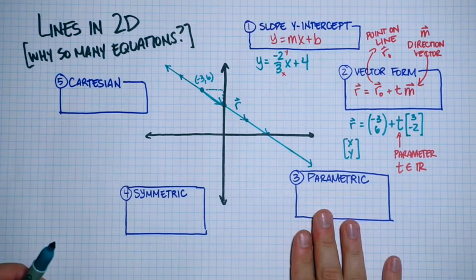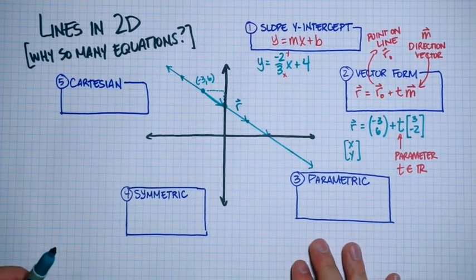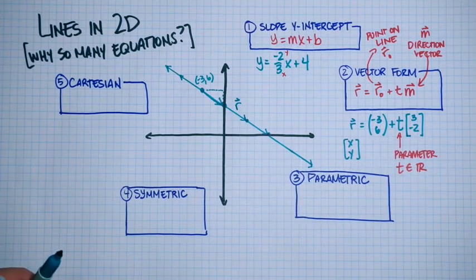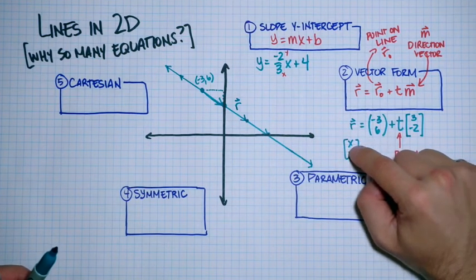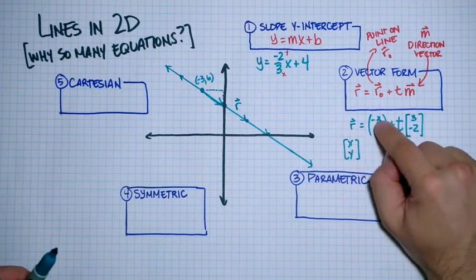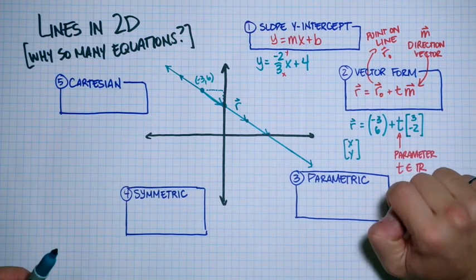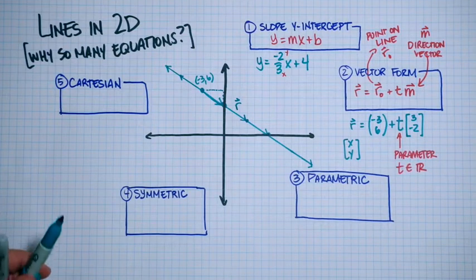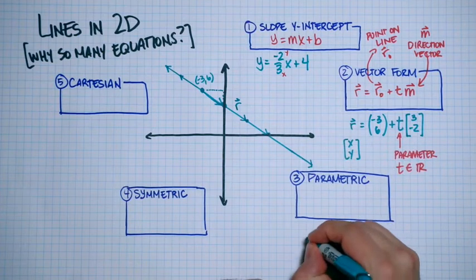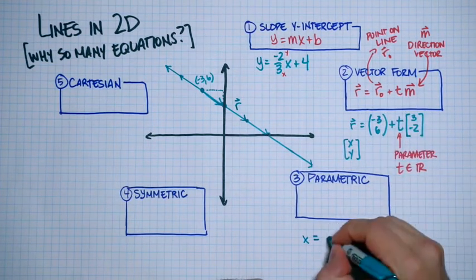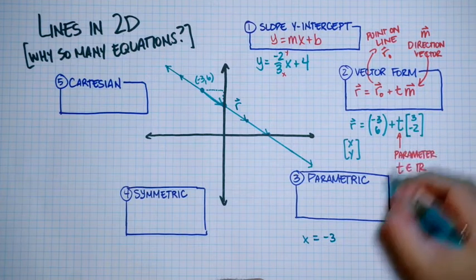The next version of our lines is called a parametric equation, and it's very closely related to vector form. Really all it is, is when we break up our vector form into the x and the y components. So see how this vector r, or this line r, has the components x, negative 3 plus t times 3. That's just the x component. So if we just looked at the x component for our line here, we would say x equals negative 3 plus 3t, right?